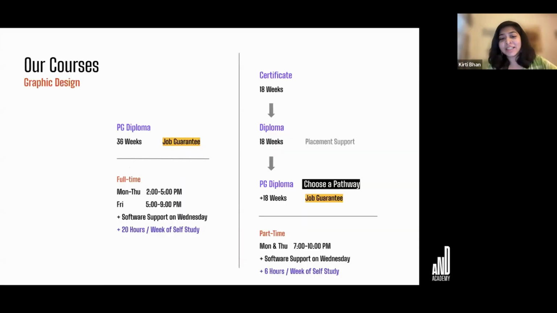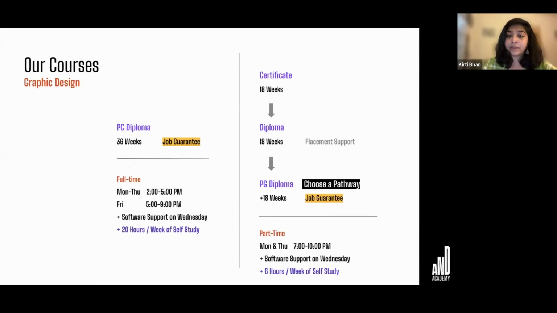So now talking about the courses, it's a course distribution that's shared on the screen. There is a PG Diploma in full-time and a PG Diploma in part-time. But when we talk about part-time, it's stackable. We can see there are 3 stages here: certificate, diploma, and PG Diploma. I'm talking about the right side of the screen. The certificate is for 18 weeks. Then you go further, you do the diploma in another 18 weeks. Then if you want to go further for the PG Diploma, another 18 plus weeks.